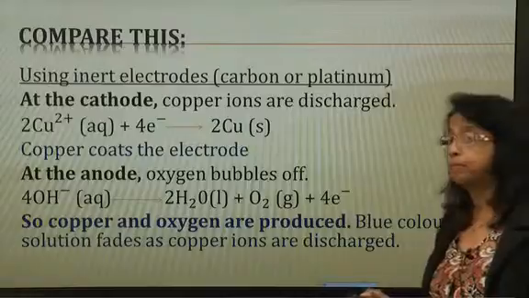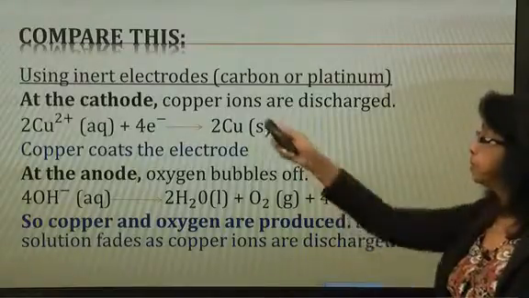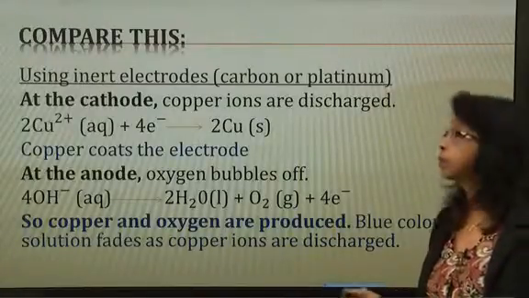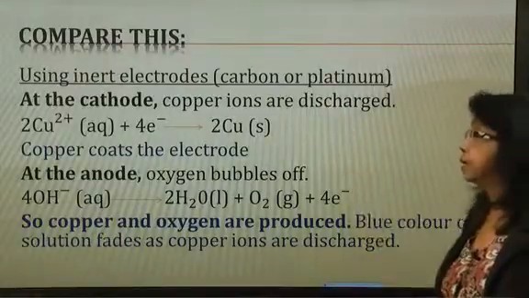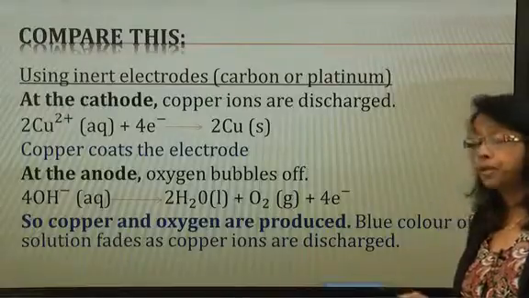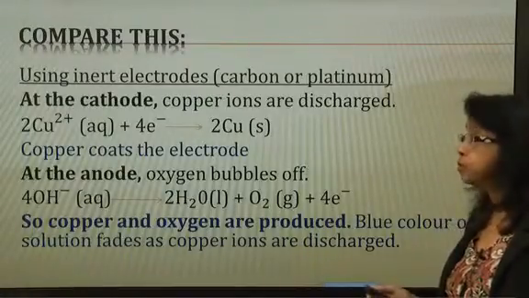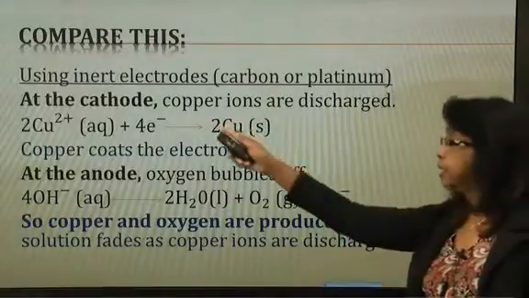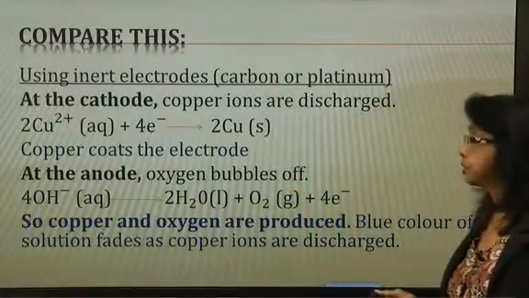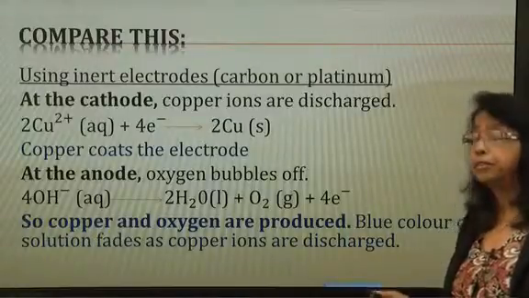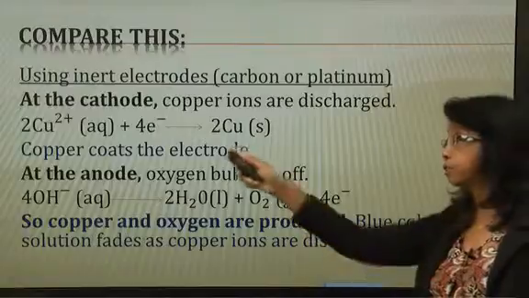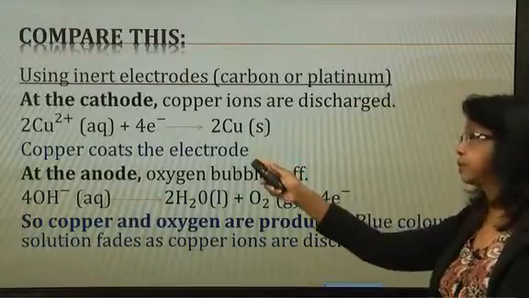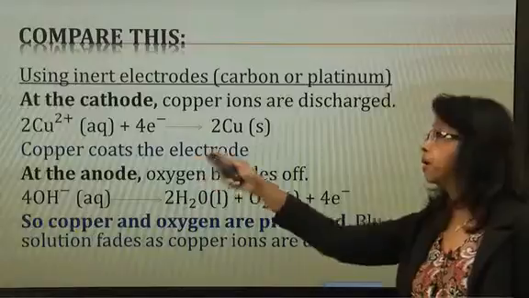Let's compare the two types of electrodes. In the first case, we use inert electrodes. What are inert electrodes? They are the electrodes we have been using all along, which is carbon or even platinum electrodes. They are termed inert electrodes because they do not react with the electrolyte. So if we use copper 2 sulfate with carbon electrodes, at the cathode you have copper ions being discharged. Remember, it is copper and hydrogen, but hydrogen is higher than copper. So because of that, copper is being discharged to form copper atoms, and finally copper solid is deposited on the electrode. So we have a coating of copper on the electrode.